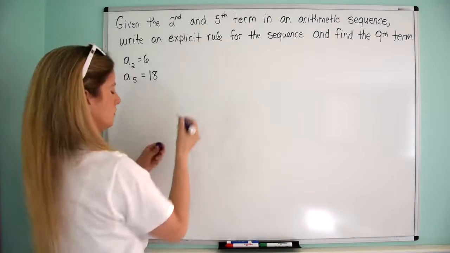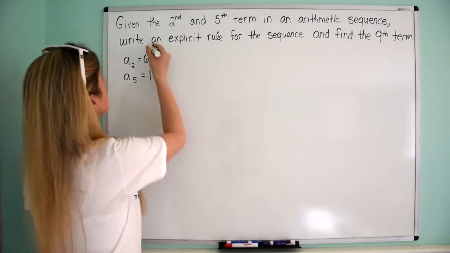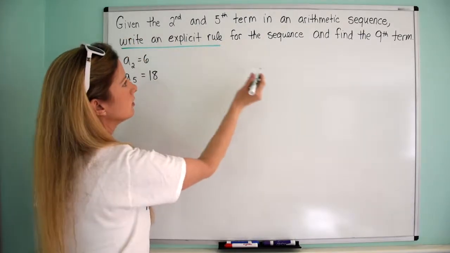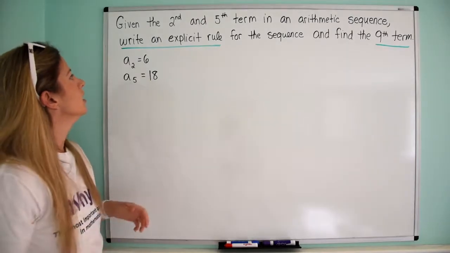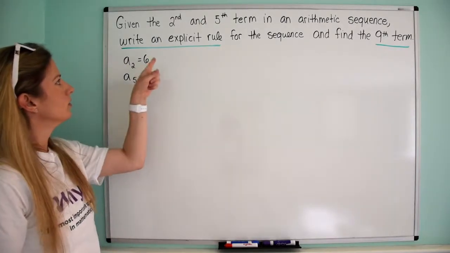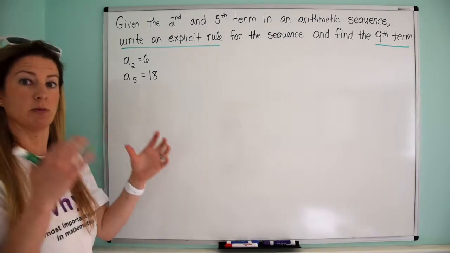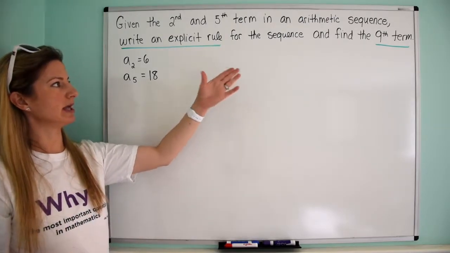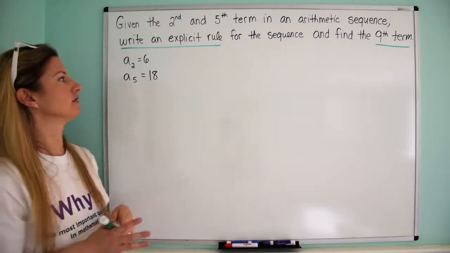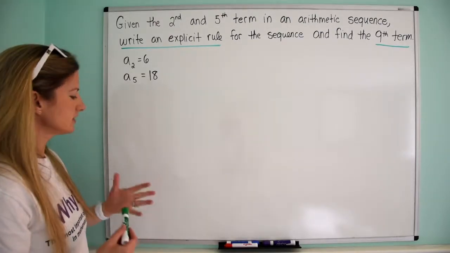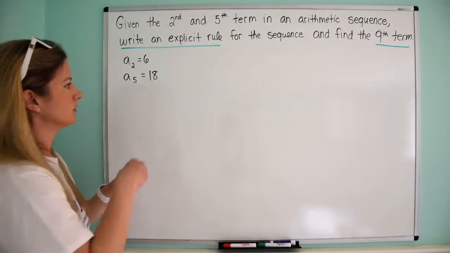Oh goodness, that marker's dead. Let's try this green one. We are going to write an explicit rule and we want to find the ninth term. Okay, so we should probably write the explicit rule first, because then once we have that, we can plug in 9 for n and solve for the value of the ninth term.